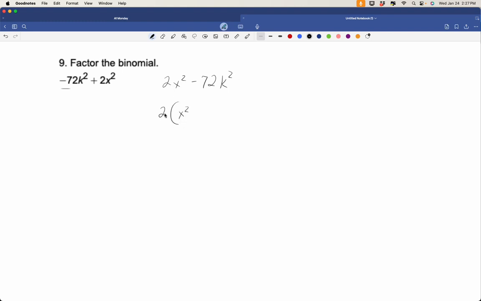We divide this by 2. We get 1x squared minus 72 divided by 2 is 36k squared. This can be factored. So what we actually have here is 2 times x minus 6k times x plus 6k. Because this is a perfect square. X times x is x squared, and negative 6k times positive 6k is negative 36k squared.